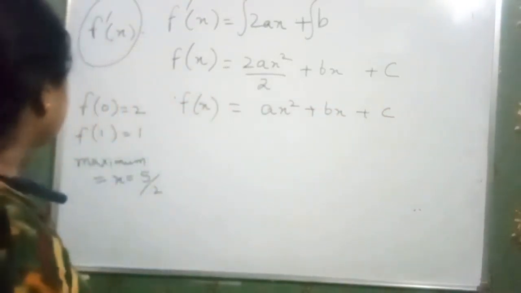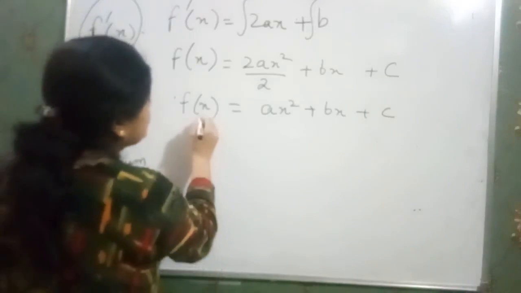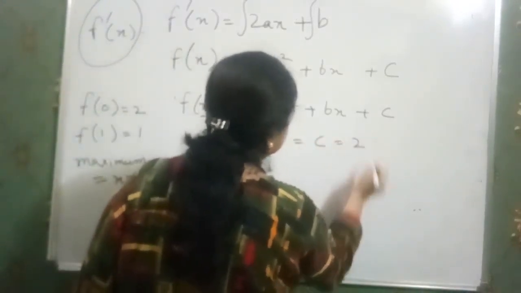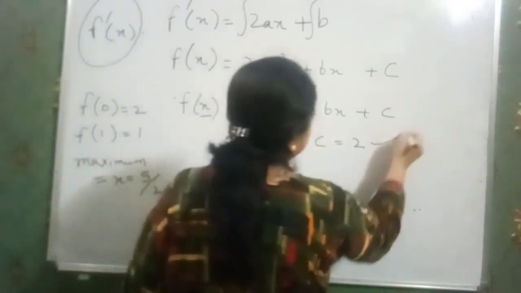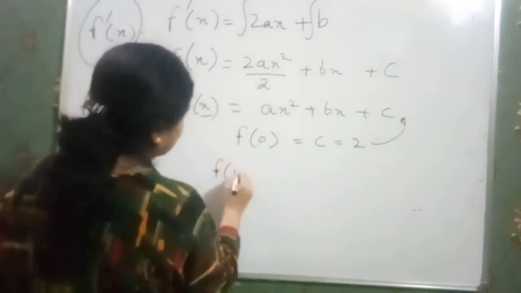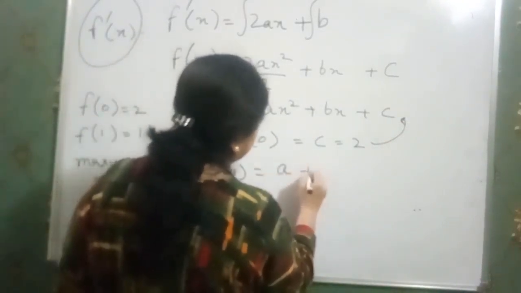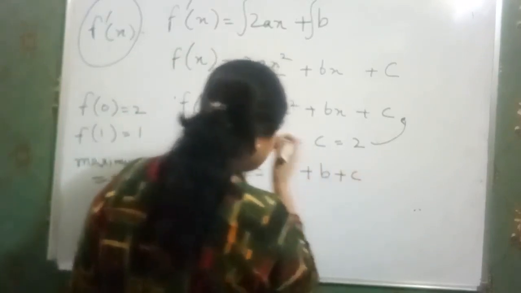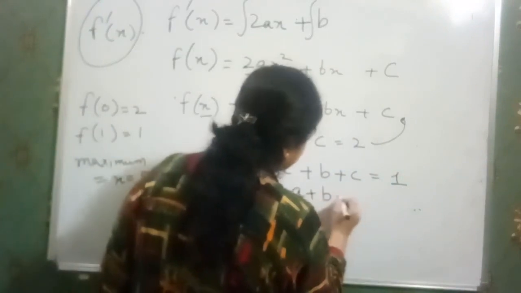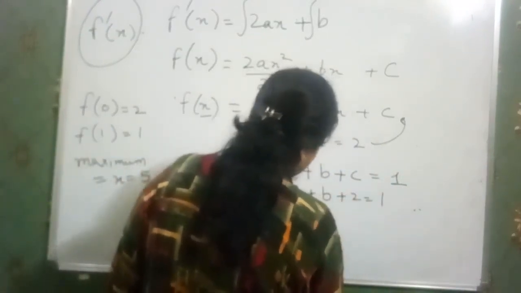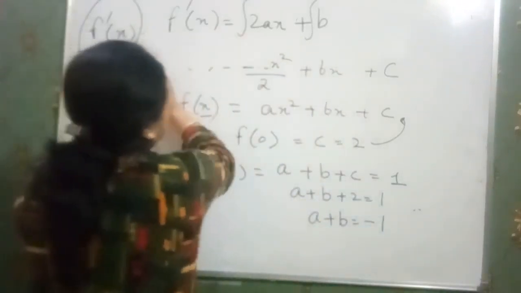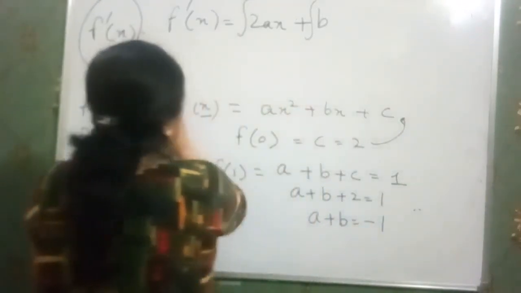But it is given that f of 0 is 2. So when we put f of 0, we get c equal to 2. So the value of c is 2 over here. Now f of 1 is 1. So when we put f of 1, we have a plus b plus c, and it is equal to 1. So a plus b plus 2 is equal to 1. That means a plus b is equal to minus 1. Now again, watch over here.